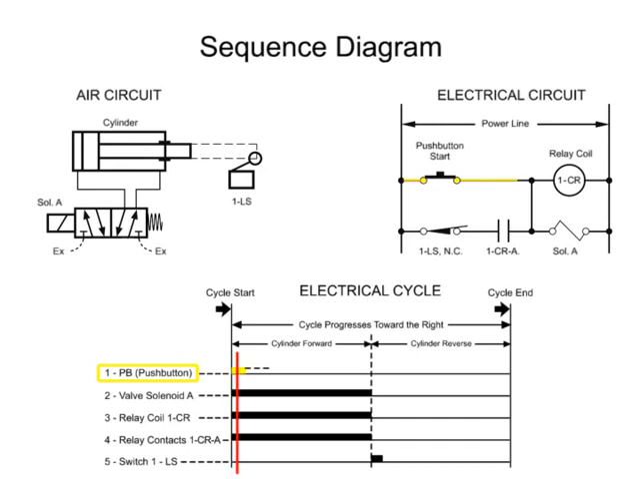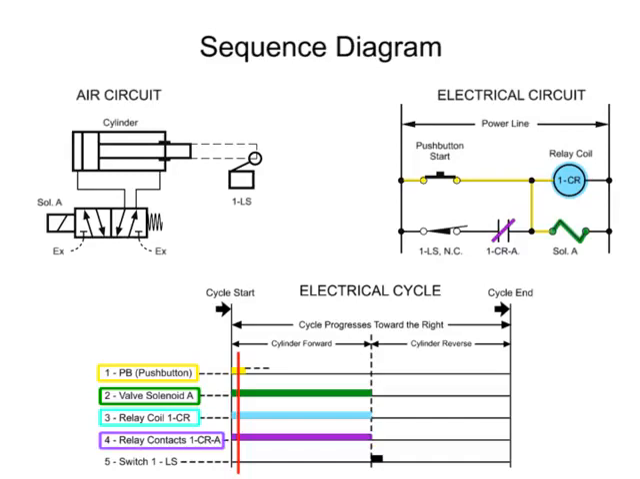When the push button is depressed, the relay coil and the valve solenoid immediately become energized as shown on lines 2 and 3. Now that the relay coil is energized, relay contact 1 CRA closes and also becomes energized as indicated on line 4. This sets up a holding circuit through switch 1LS and contacts 1 CRA, which keeps current on the relay coil and the valve solenoid even though the push button has been released.